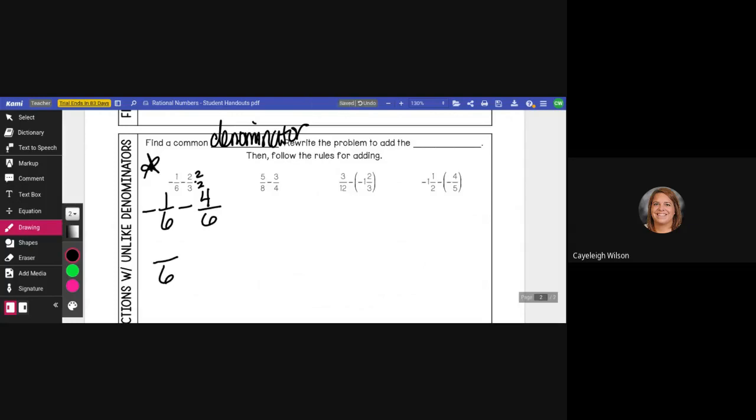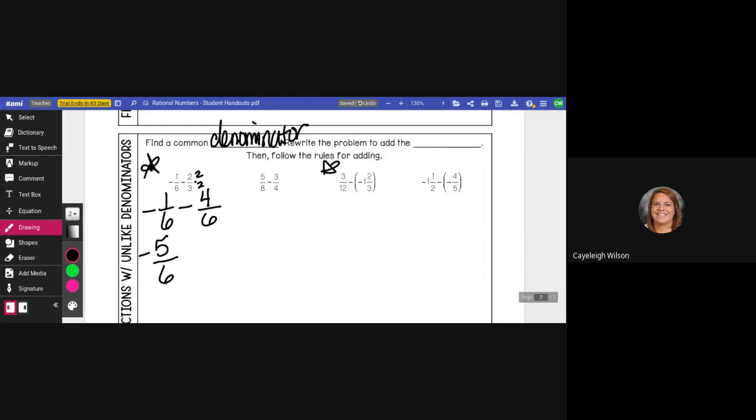And then I'm going to use my rules for just the numerators. So -1 minus 4. Well, that's -1 and -4. So that's same sign, add and keep. So 1 plus 4 is 5. I'm going to keep the negative. So that's -5/6. And that does not reduce, so that's where I would stop.